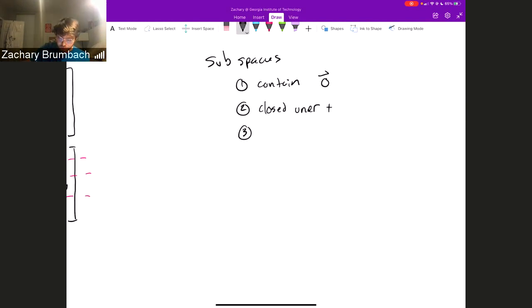And the third condition is closed under scalar multiplication. So this is: if v is in our subspace, is c times v in our subspace? Those are the conditions for subspaces. A basis follows these same conditions. A basis just creates a space with a set of vectors, traditionally.